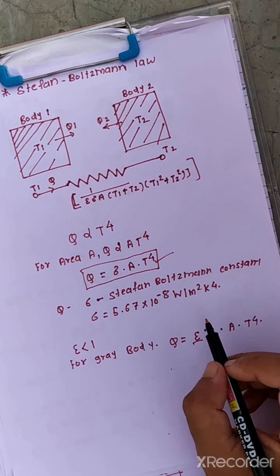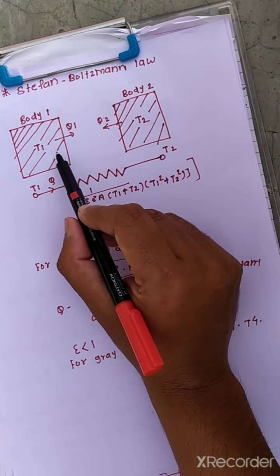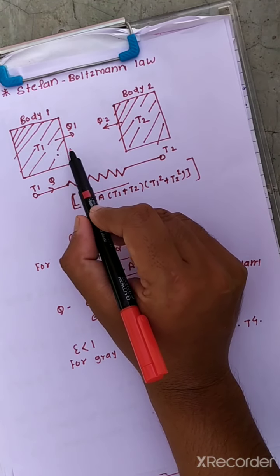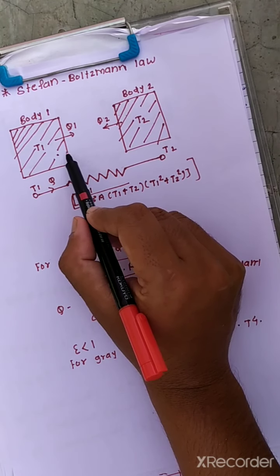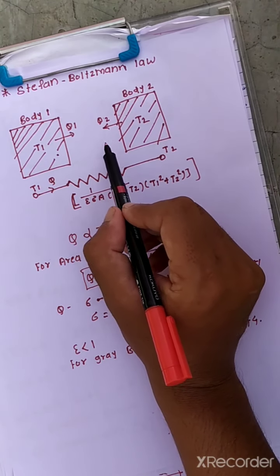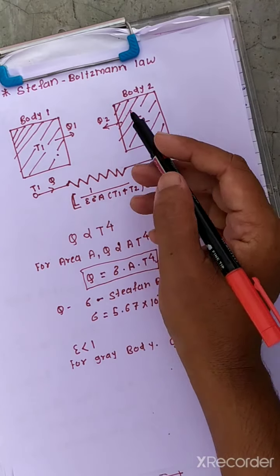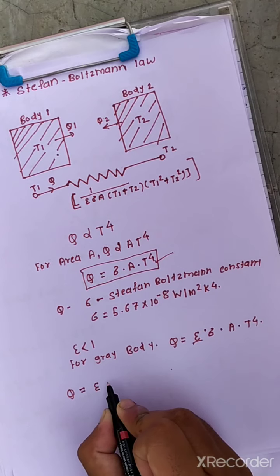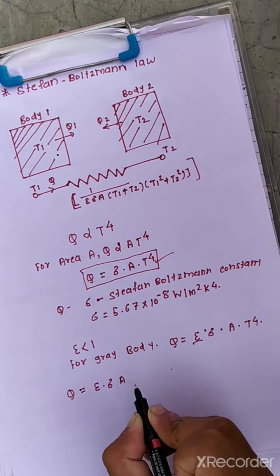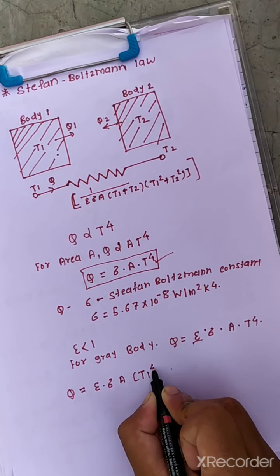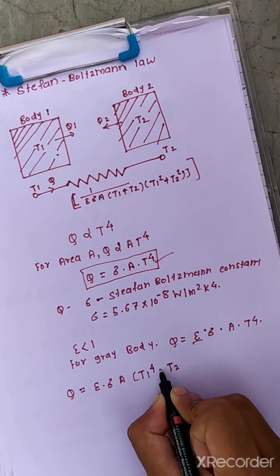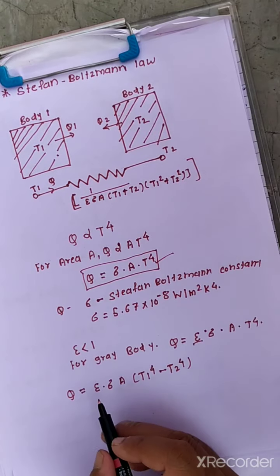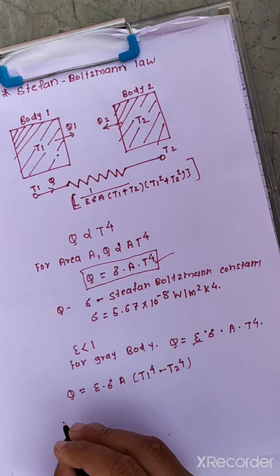Now consider a body of surface area A at temperature T1 kept in an infinite surrounding at temperature T2. The exchange of radiation energy from the solid to its surroundings can be written as Q is equal to emissivity eta into sigma A into T1 raised to power 4 minus T2 raised to power 4. It is a heat exchange between the two bodies. So this equation is for the gray body.